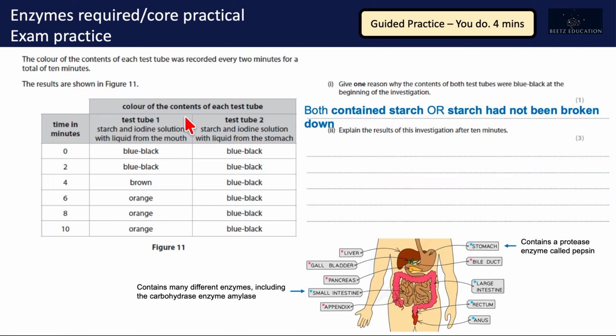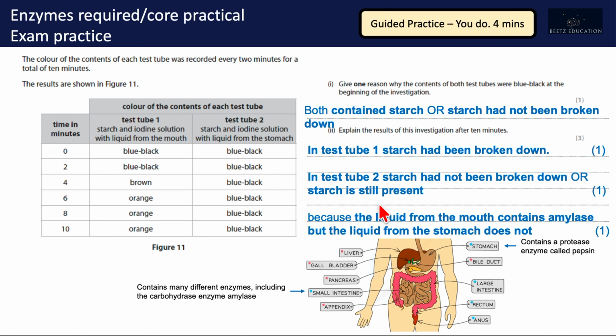Now, the only difference between the two test tubes was the liquid from the mouth being in test tube 1 and the liquid from the stomach being in test tube 2, along with the starch and the iodine. We can see from the results that in test tube 1, the starch was broken down. That gets you a mark. In test tube 2, the starch had not been broken down.